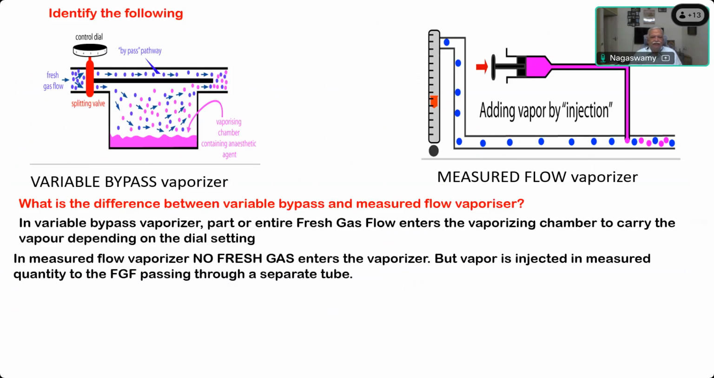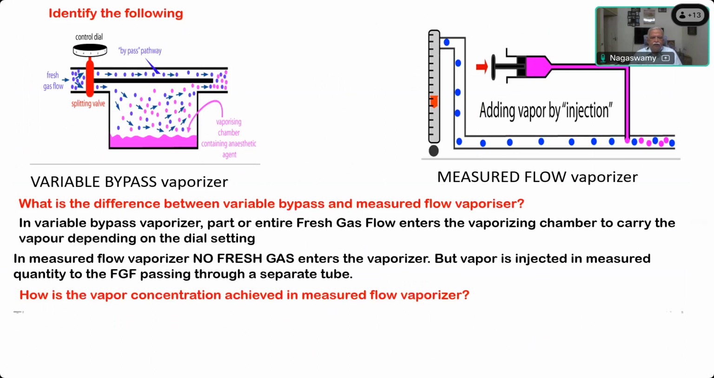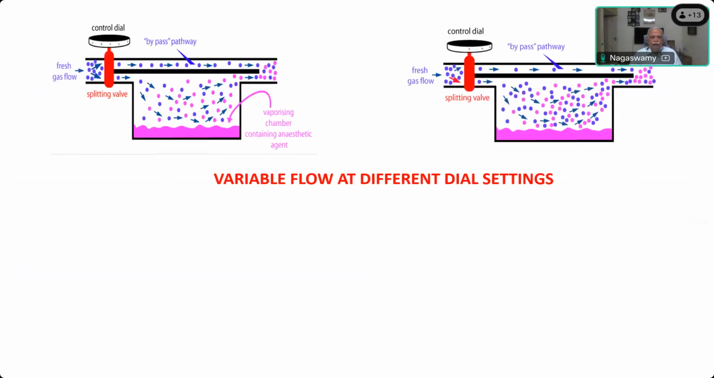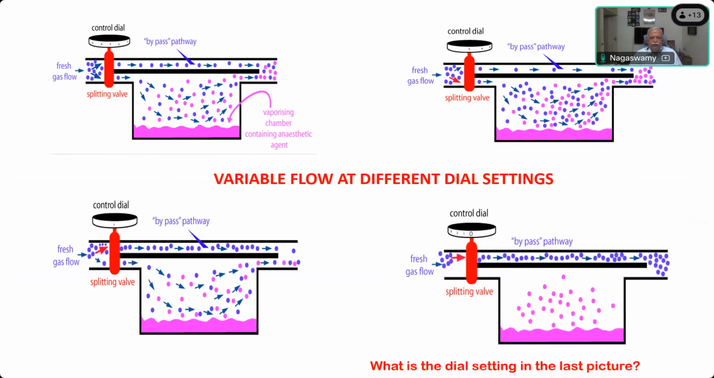We have already seen that in variable bypass, part of our entire fresh gas can enter the vaporizing chamber, whereas in measured flow, there is no fresh gas flow. How is the vapor concentration achieved in measured flow? That we have already seen, by using the differential transducer. This is a picture to show what will happen at variable dial settings, how much gas will enter and how much will go through the bypass chamber. This is the splitting valve.